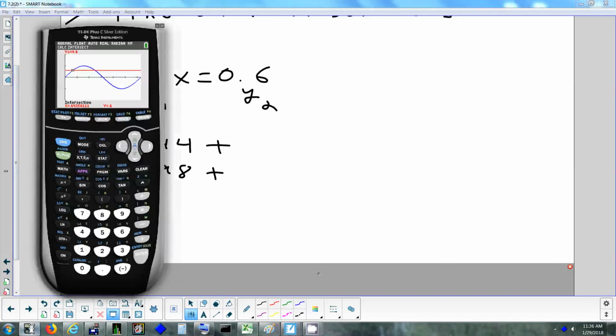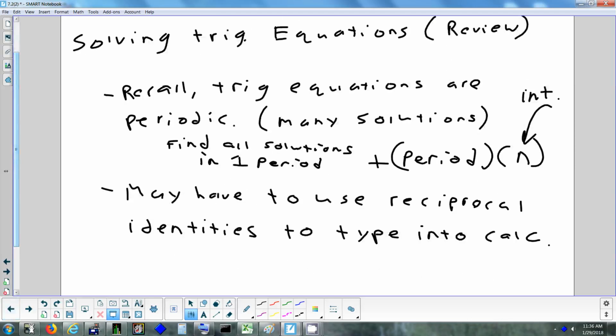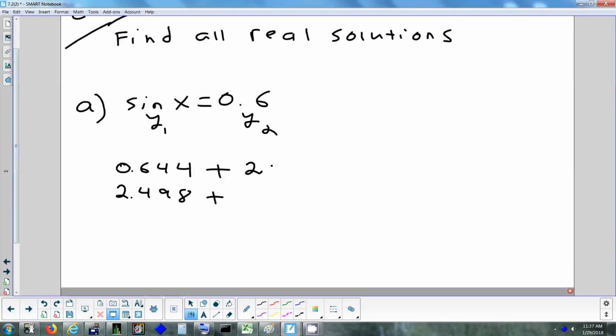And now, each one of those answers is going to occur again. It's just off the screen. You can't see it. But how far later is the answer going to occur? The next period over. So the way we write our answers is put plus period times n.